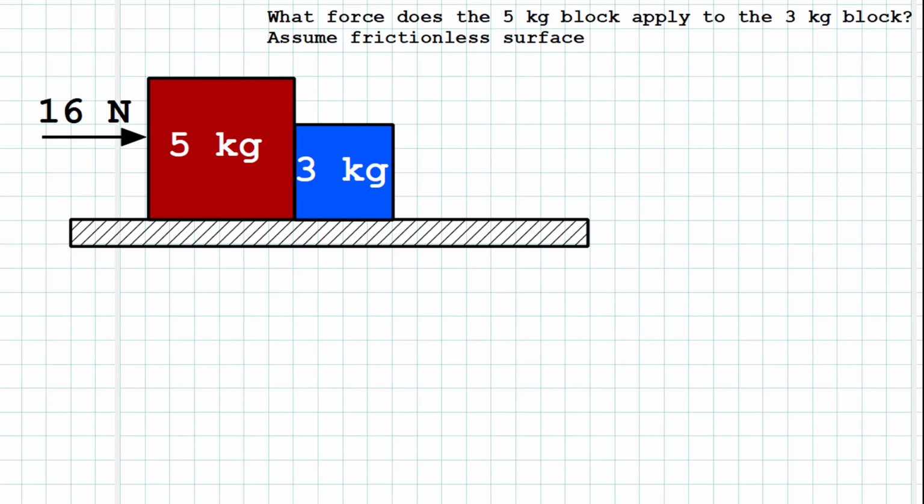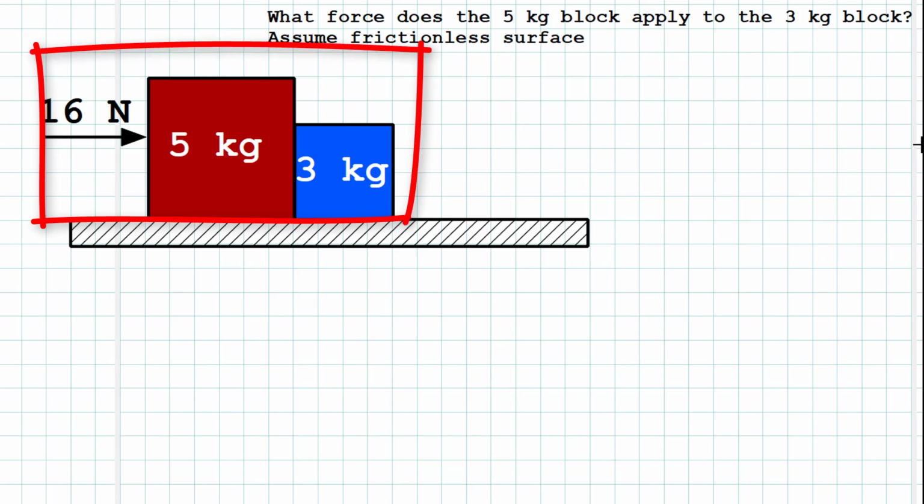The first thing we have to do is find the overall acceleration of the system, and we're going to define the system as the 5 and the 3 kilogram block joined together being pushed with 16 newtons. So the acceleration would be simply equal to the unbalanced force acting on the system divided by the total mass of the system, which is the 5 and 3 kilogram blocks. So we have 16 newtons divided by a mass of 8 kilograms, and we're going to get an acceleration of 2 meters per second every second.